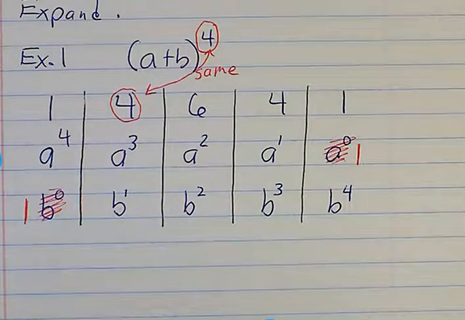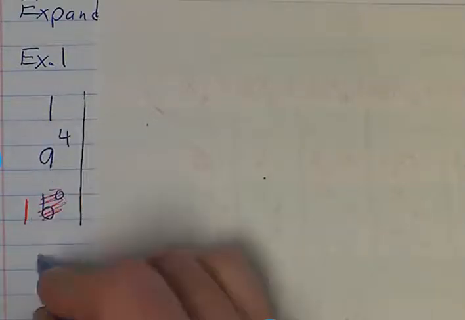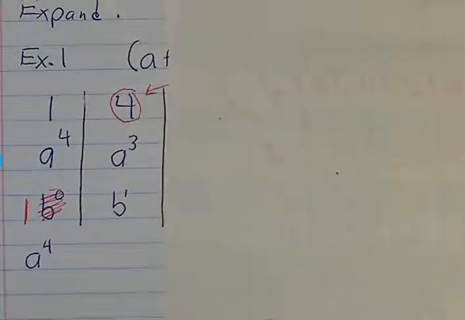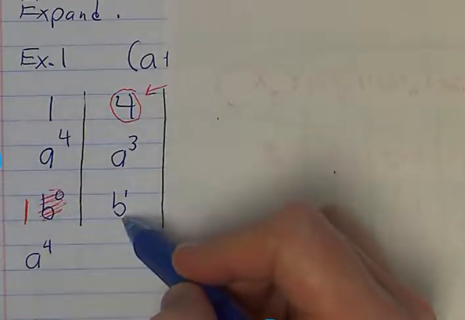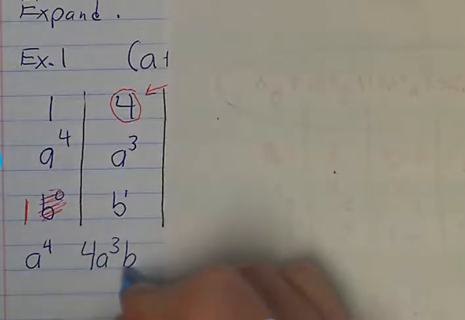Okay, and now you're just going to take it and multiply it together. So just block out all the other columns and just multiply this together. What is 1 times 1? It's 1 times a to the 4th. We'll just make that a to the 4th. Then go to the next column. You have 4 times a to the 3rd times b to the 1st. So that's just 4 a to the 3rd b.